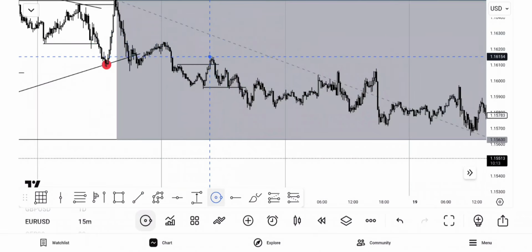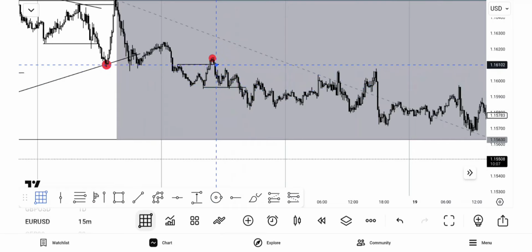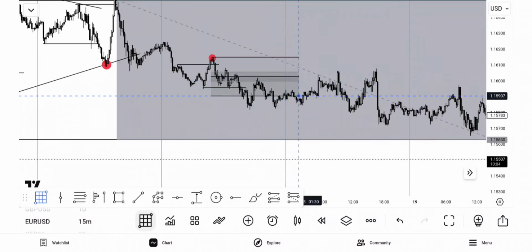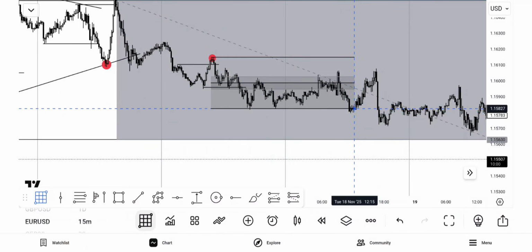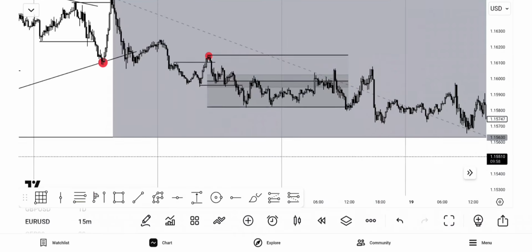So that place making a what? A protected high. Then for a re-entry, price pulled back into what? Into the premium area. Yeah, this one is perfect. So price pulled back into the premium area.